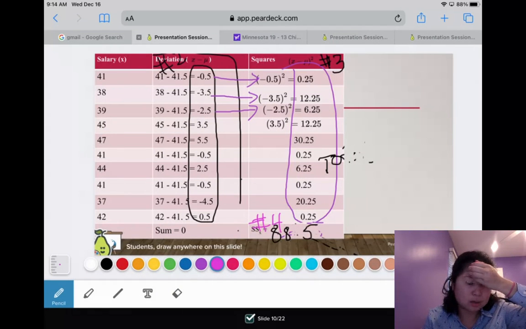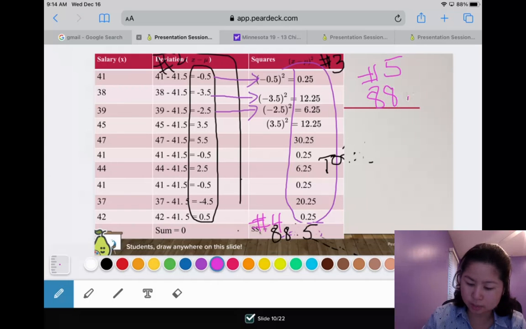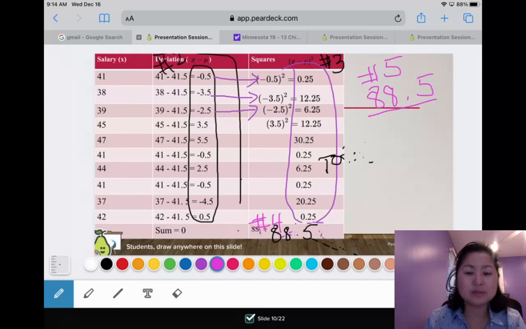I also recorded this so I can post a video, but I'm going to go back. So for this next one, step number 5, you take the total, which is 88.5, and you divide by n.